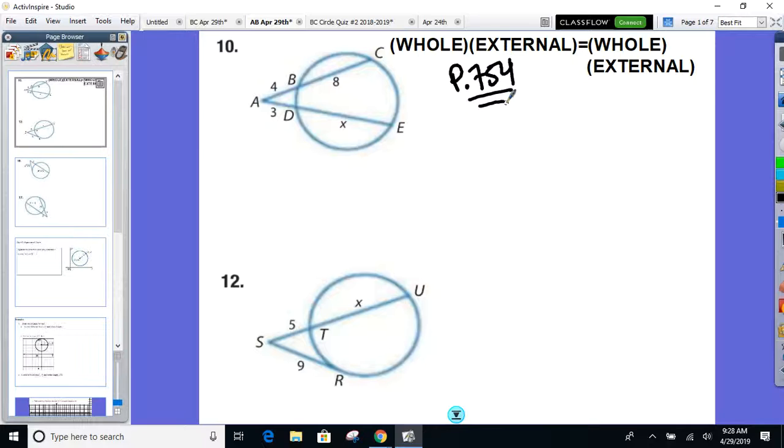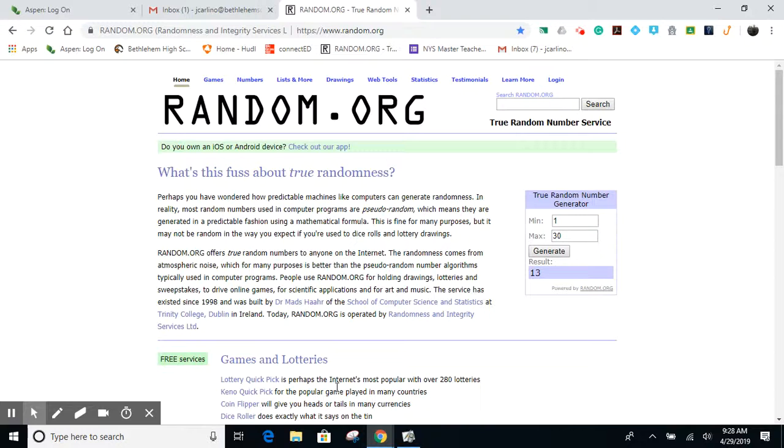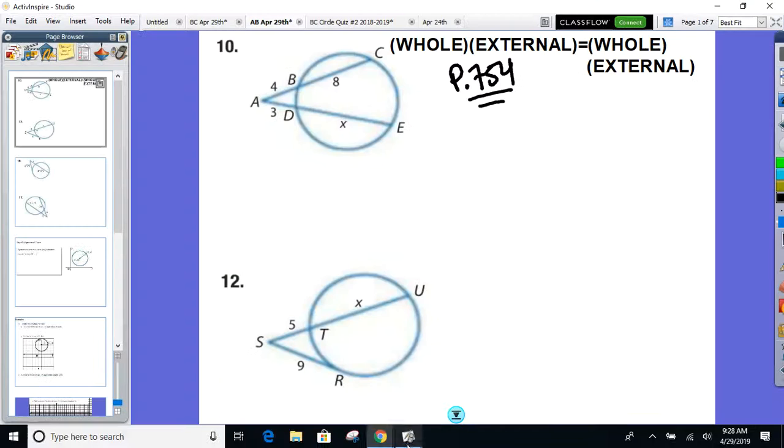Okay, take a look at number 10 first. I've got a couple questions for people here before we write down any work. Question 10. Do you remember what I call ABC? Secant, and ADE is also a secant.